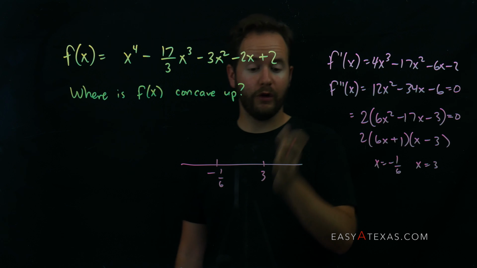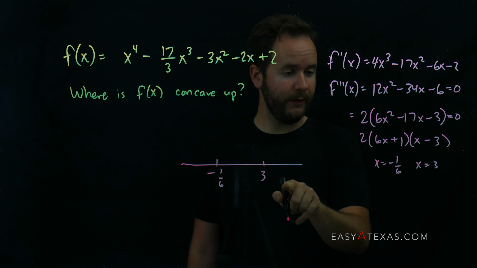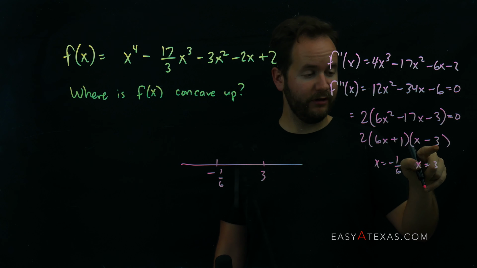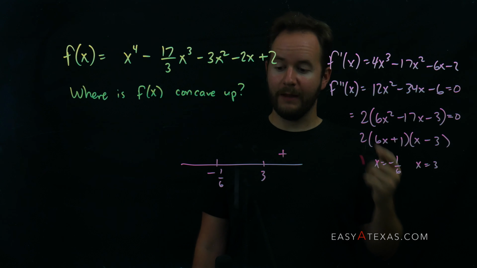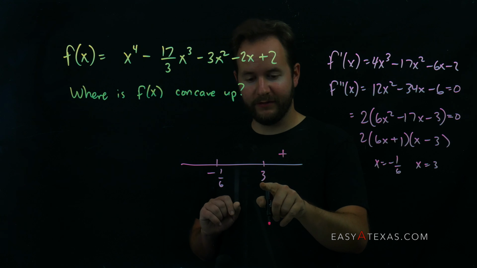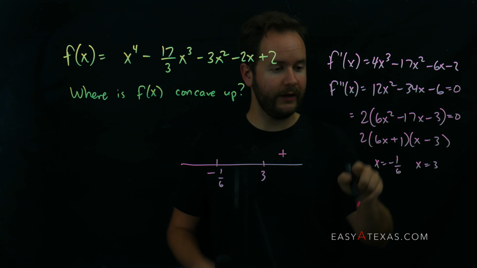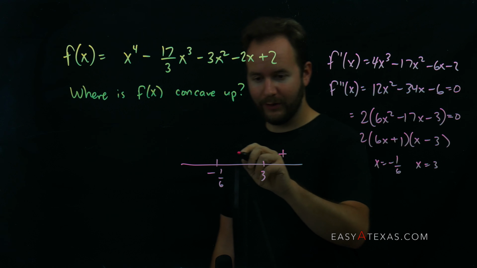You're going to pick your favorite number larger than 3 and plug it back into your second derivative. I'm going to say 4 is a good number to pick. When I plug in 4 here, I get 6 times 4 plus 1 is positive. 4 minus 3 is positive, times a positive 2 is all positive, so I get a positive result. Then I pick my favorite number between negative 1/6 and positive 3. A good number to pick between any negative and positive is 0. And when I plug in 0 here, I get 2 times 1 is positive, times negative 3 is negative, so I get a negative here.